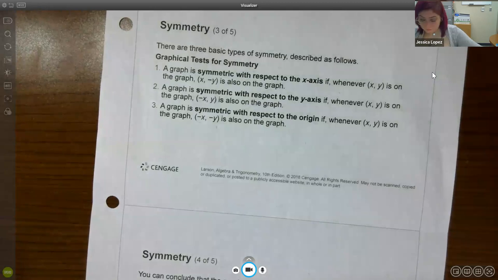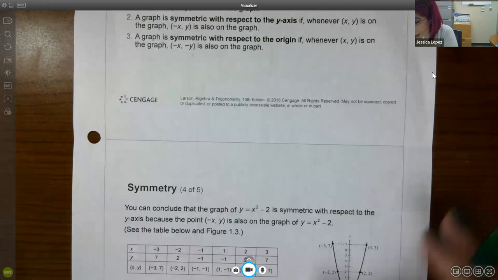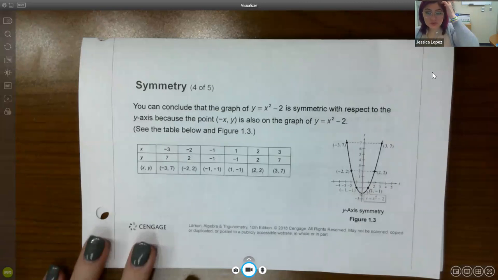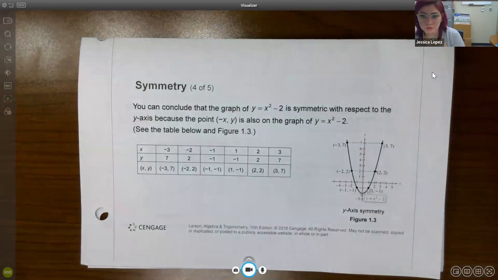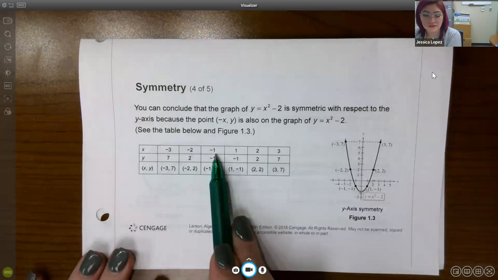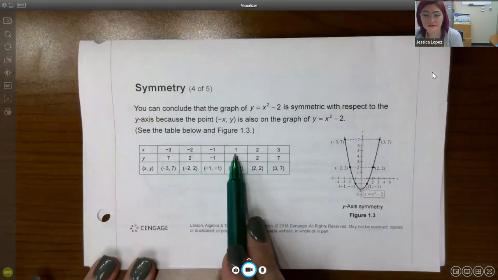Now, here is a graph, so we could talk about some more symmetry. It says, you can conclude that the graph of y equals x squared minus 2 is symmetric with respect to the y-axis because the point negative x, y is also on the graph of y equals x squared minus 2. So what they've done is they've plugged in a bunch of negative numbers, three of them. They plugged in x equals negative 3, negative 2, and negative 1. And then they also plugged in their counterparts, positive 1, positive 2, positive 3.